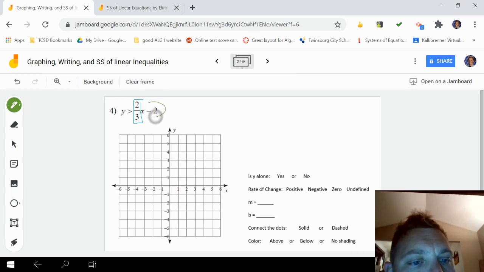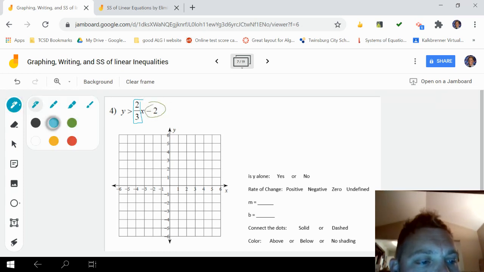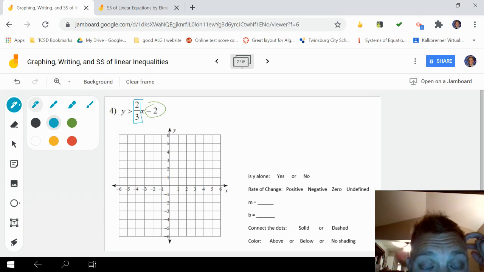I don't want to be afraid of a fraction. That's called fractophobia. Look it up too. That's a fear of fractions. No need to be scared of those. That's actually going to help me when I do my rate of change here.